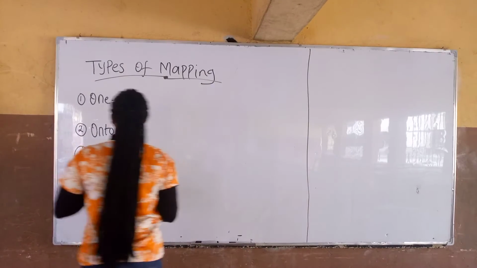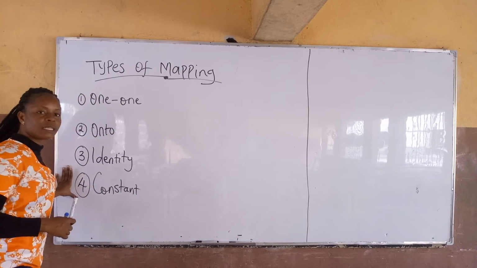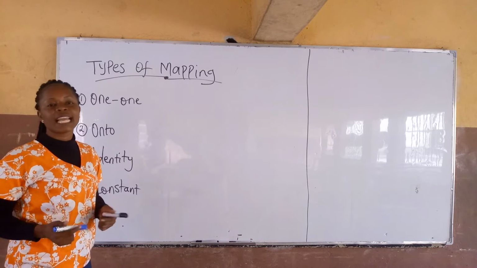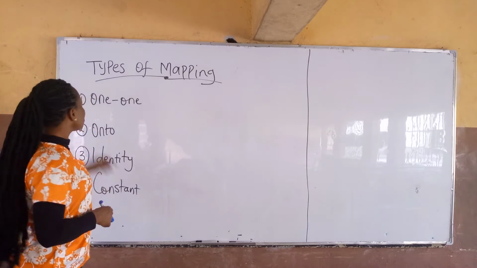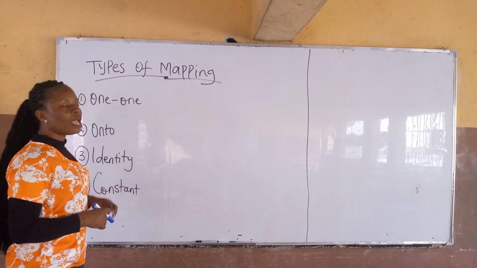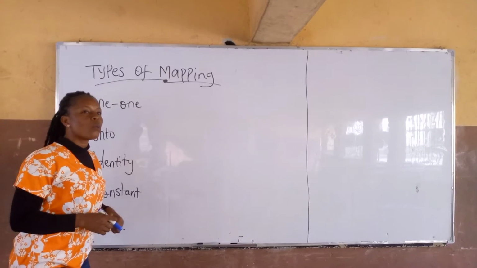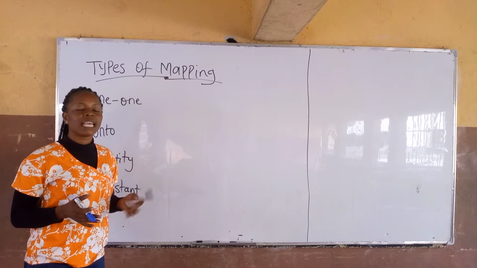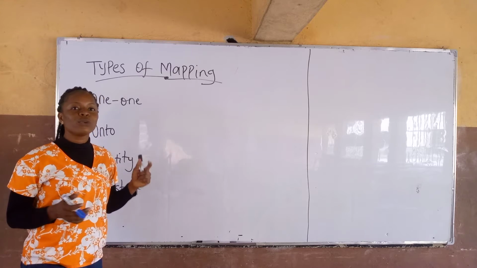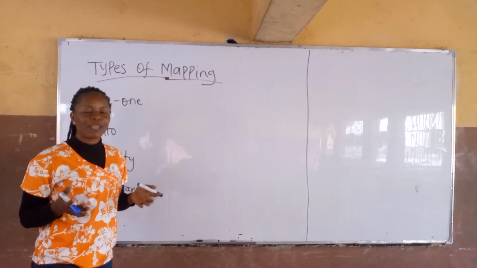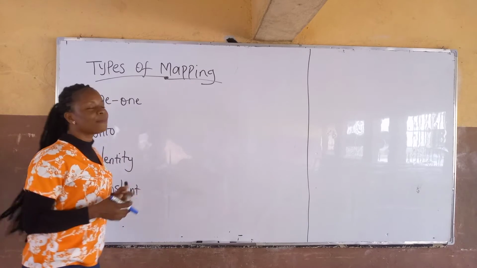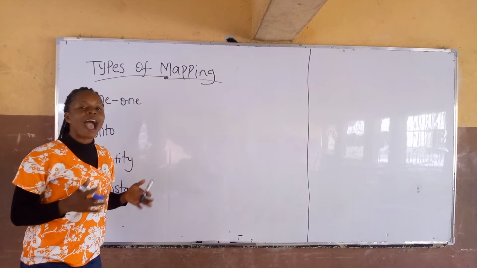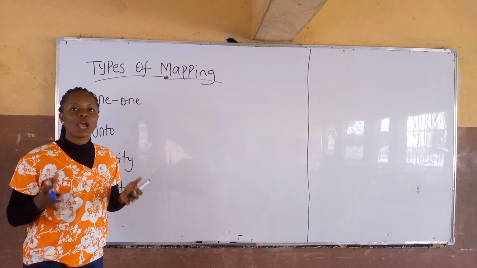So let's go. We have 5 types of mapping initially, but we will be discussing 4. In our next video, we'll be looking at the composite mapping. Number 1 is a one-to-one mapping. What is a one-to-one mapping? This is a type of mapping in which every element in the domain has a unique image in the co-domain. I repeat, a one-to-one mapping is a type of mapping in which every element in the domain has a unique element in the co-domain.